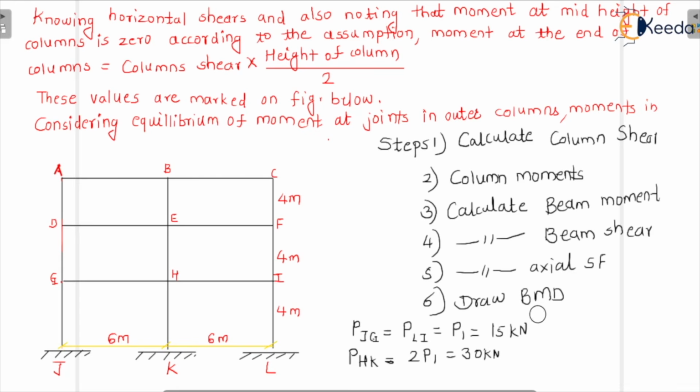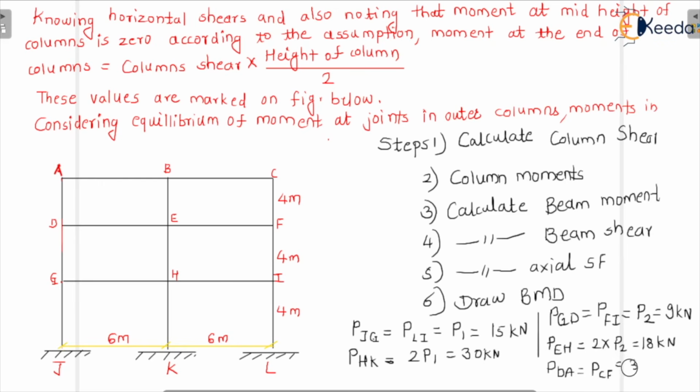Then P of Gd, P of Fi is equal to P2, and that value is 9 kilonewton. Then P of Eh is equal to 2 into P2, so that is 18 kilonewton. Then P of dA is equal to P of Cf, dA and Cf. So this is P3, and that is 3 kilonewton.